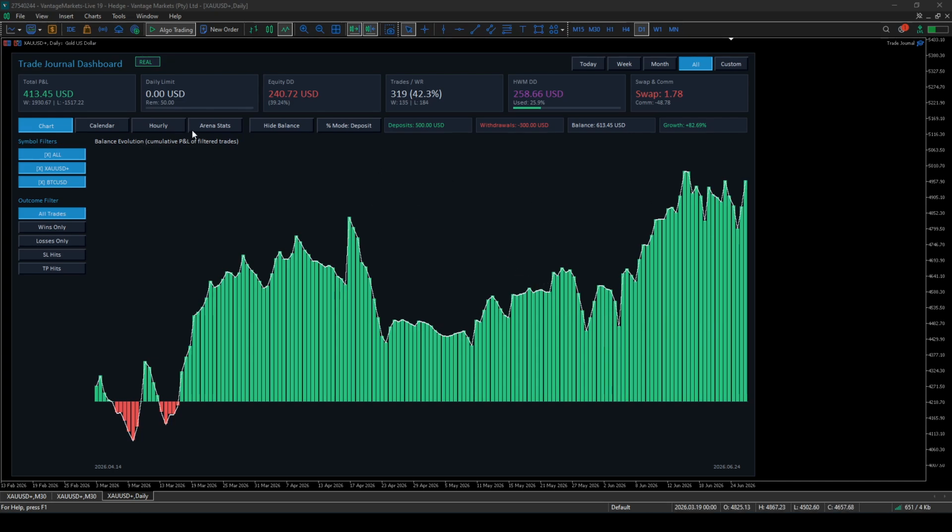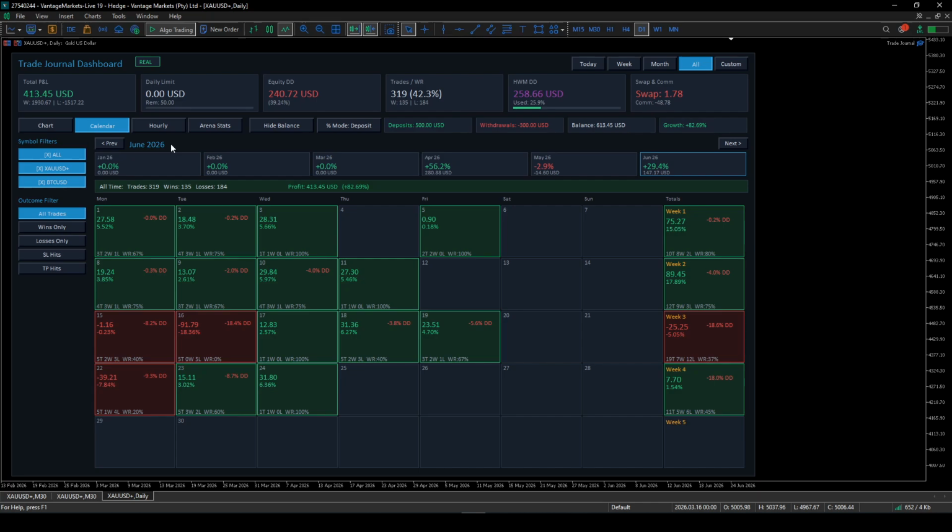Now, here is the thing. Most traders think they know how they are performing. They remember the big wins, they try to forget the bad days, and at the end of the month they have a rough feeling. I know that, it was okay or it was rough, but feelings are not facts. The truth is, you cannot improve what you cannot measure.